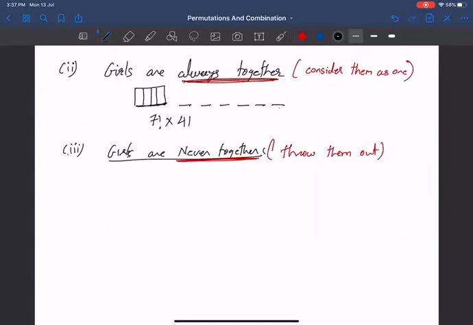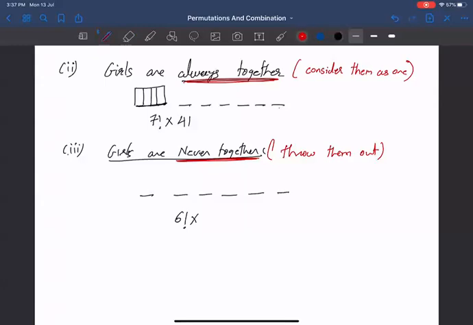So if you send the 4 girls away, how many boys remain? 6 boys. Arrange the 6 boys. How many ways can 6 boys be arranged within themselves? 6p6, which is 6 factorial ways. Let me write that: 6 factorial ways. Now call them back. All the girls are back. Now how many places will there be so that they are not together? Because if they are together they talk too much. So what do we have to do? How many places are there for girls?